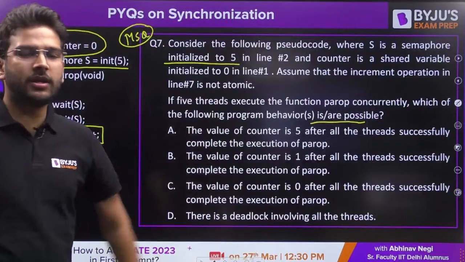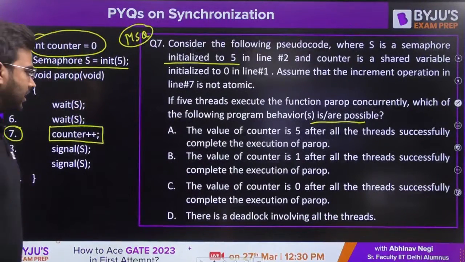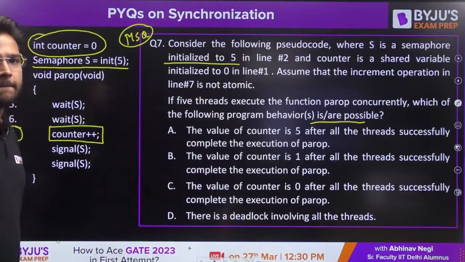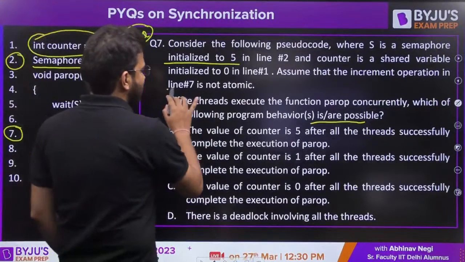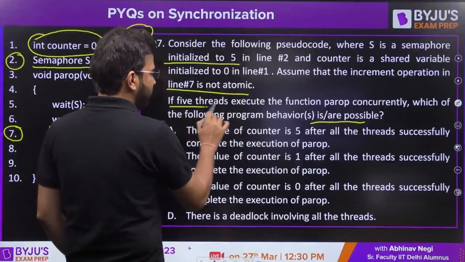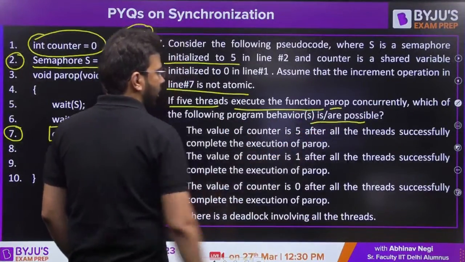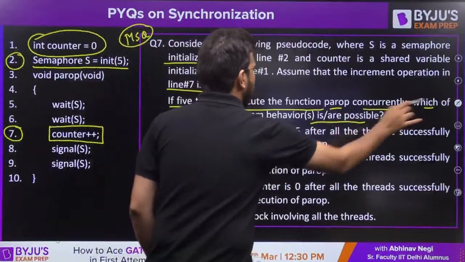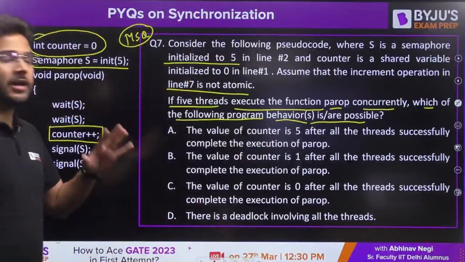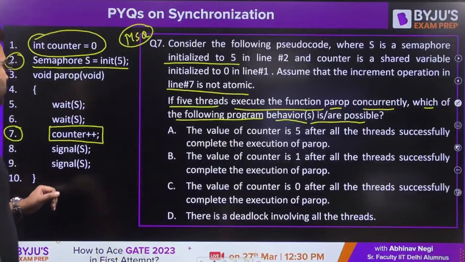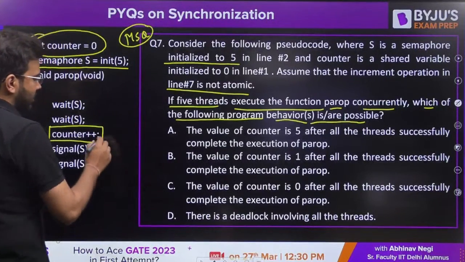Okay, AB dividers is saying A, C, D should be the correct answer here. Fine. So line 7 is not atomic. If 5 threads execute the function perop concurrently, which of the following program behaviors is or are possible? So we are having 5 threads here. And this is not atomic.